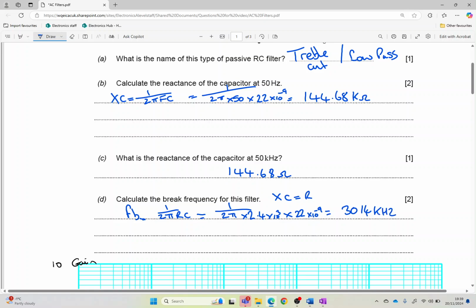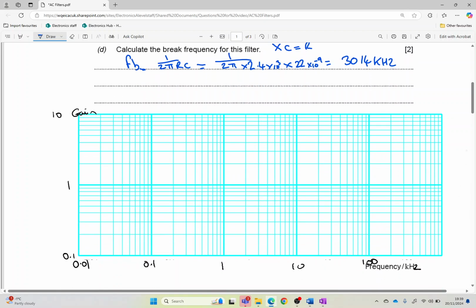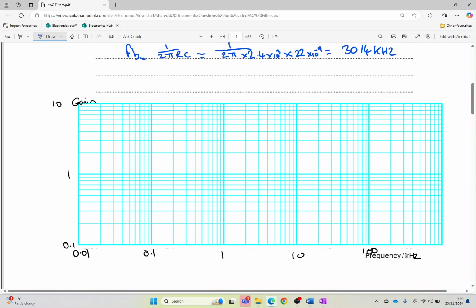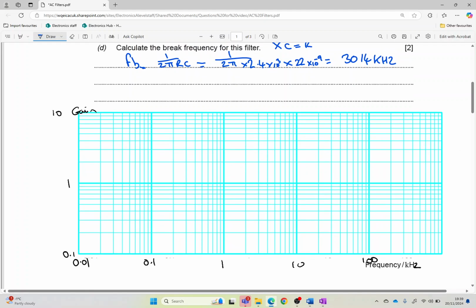Okay, looking to plot that on the graph here. Most we can have is a gain of 1. So there's our gain of 1 here, and we've got 3 kilohertz. So this is going to be a two-line approximation. So there is 1, this one is 2, and this one is our 3 kilohertz. So we're going to put a cross in there like so, and reminding ourselves this is a treble cut. So we're looking to cut out the high frequencies. That's why it's called a low pass. So using a ruler, sorry about this, we're going to draw a line like so.